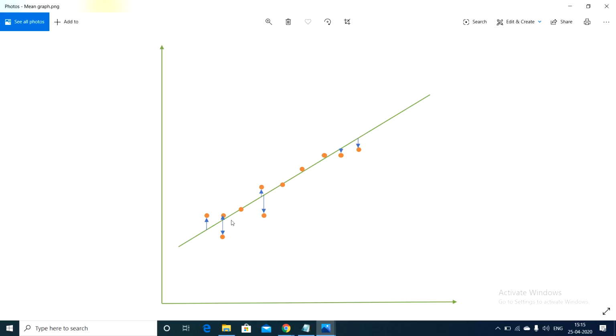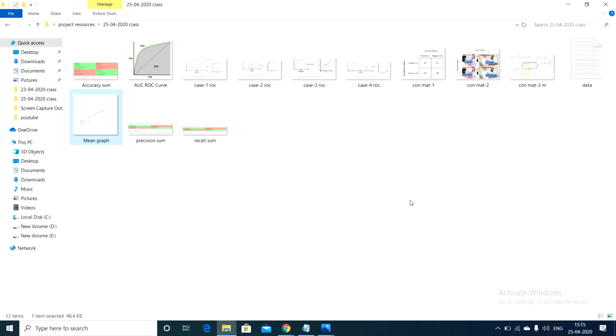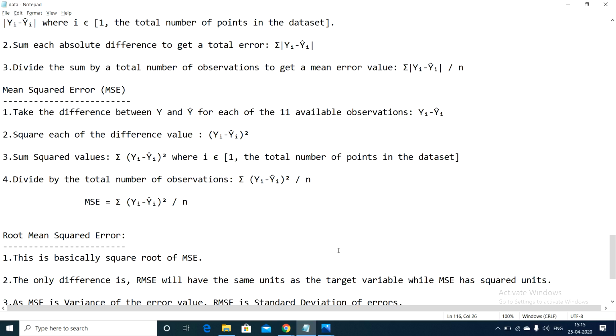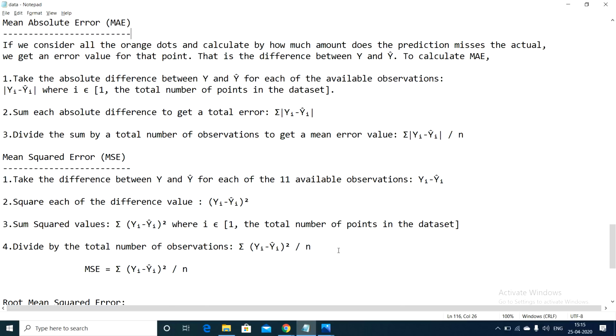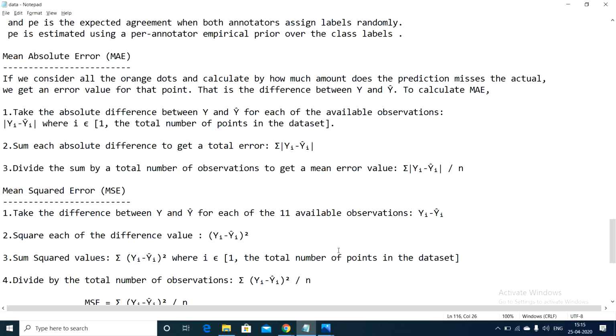Here we are finding the difference, and that is the error rate. This line represents the actual values, so this is the expected value, this is the actual value, and this is the value we are getting from the predicted one. There is a difference. This difference is called an error. Now we are finding that error. To find that error, we will be using a technique called mean absolute error.